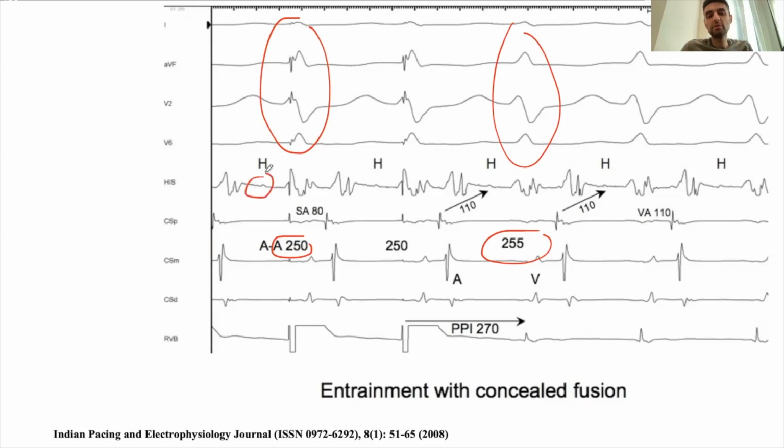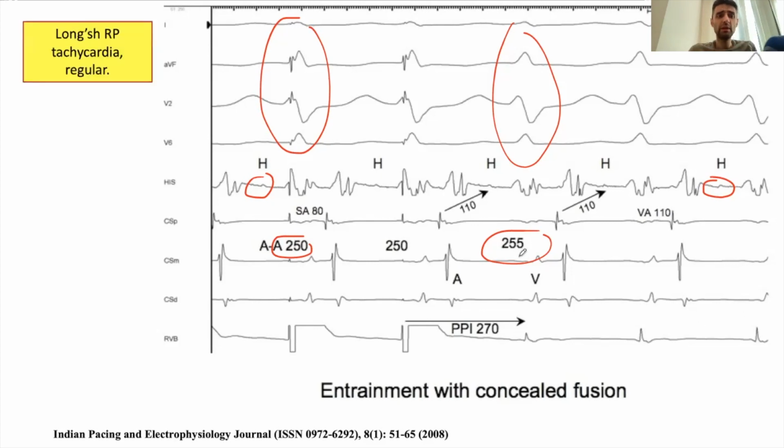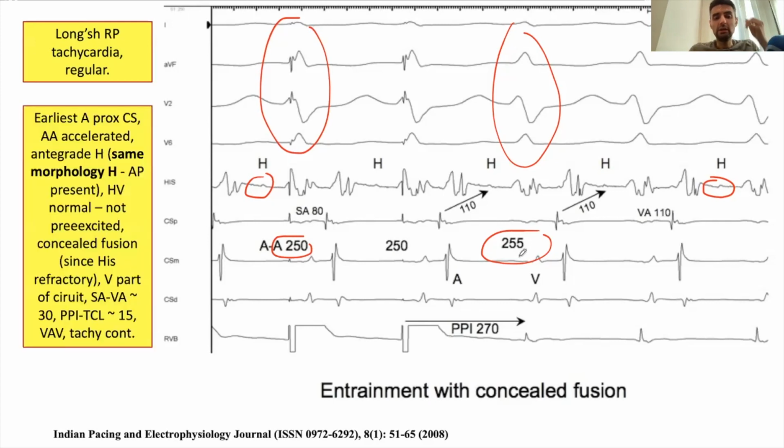The His is antegrade. You see, this is your His during pacing, and this is your His during tachycardia. So it's an antegrade, orthodromically conducting His. It's a similar His, so you have to be fusing, although it's not showing in these 4 leads. Okay, so this is called concealed fusion. So this is an example of entrainment with concealed fusion, definite fusion, but not showing on the QRS on the surface ECG.